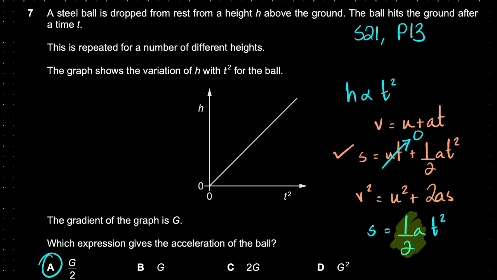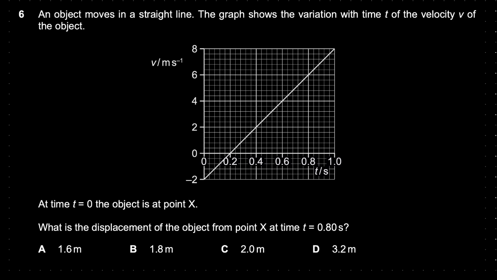So let's do a couple more of these questions and then wrap this unit up. This question is from Winter 20, paper 13. An object moves in a straight line. The graph shows the variation with time t of the velocity v of the object. So what we have here is a velocity time graph with velocity on the y-axis and time on the x-axis. What makes this question different from the ones we've seen is that velocity is also negative here.